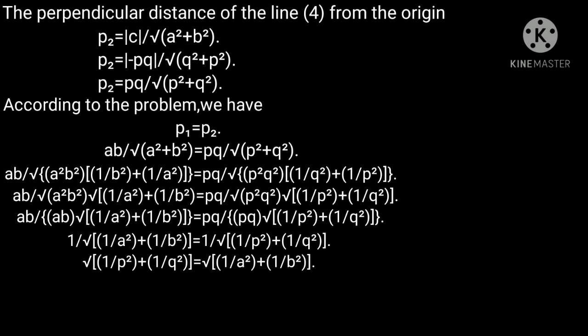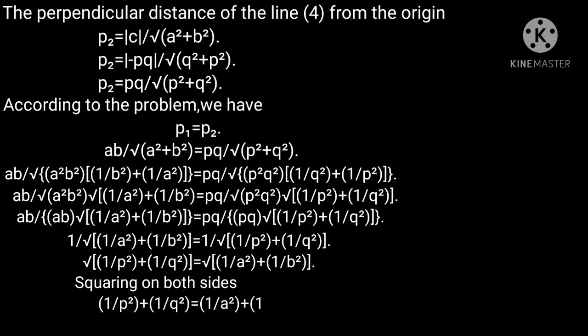After cross multiplication, square root of 1 by p square plus 1 by q square equal to square root of 1 by a square plus 1 by b square. Squaring on both sides of the above equation, then we have 1 by p square plus 1 by q square is equal to 1 by a square plus 1 by b square. From this, 1 by a square plus 1 by b square equal to 1 by p square plus 1 by q square. Hence, proved. This is the solution of required problem.